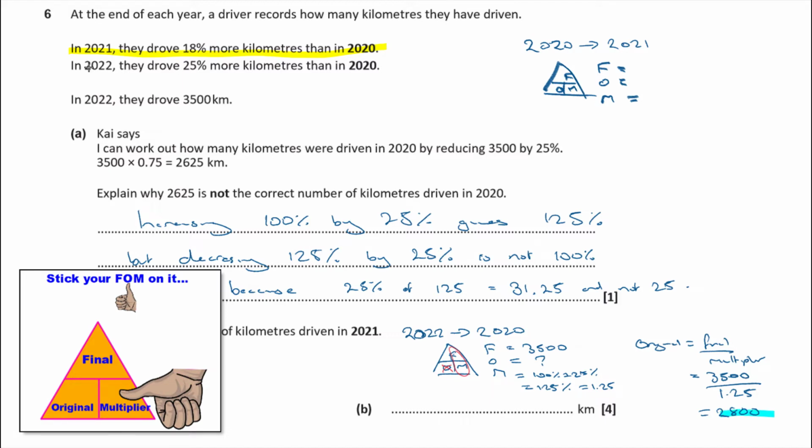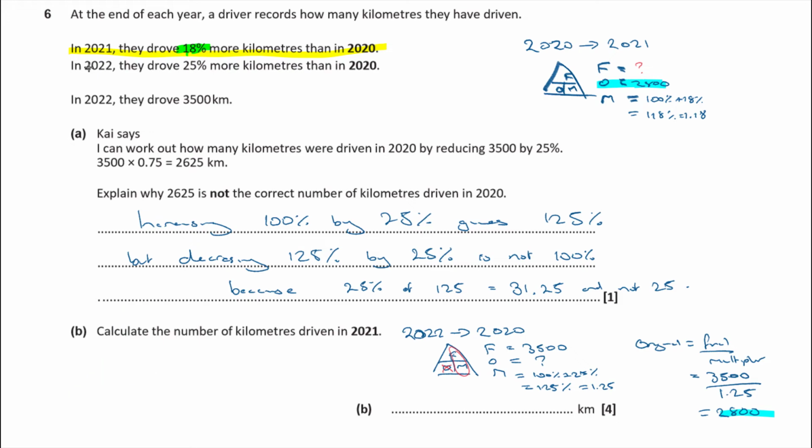It's this number down here. That's going to be my original amount from 2020 because I just worked it out: 2,800. Now the final is what I'm trying to find, how much I had in 2021, and the multiplier I was given. The multiplier is over here, that is 18%. So 100% plus 18%, that's 118%, or 1.18 then, isn't it?